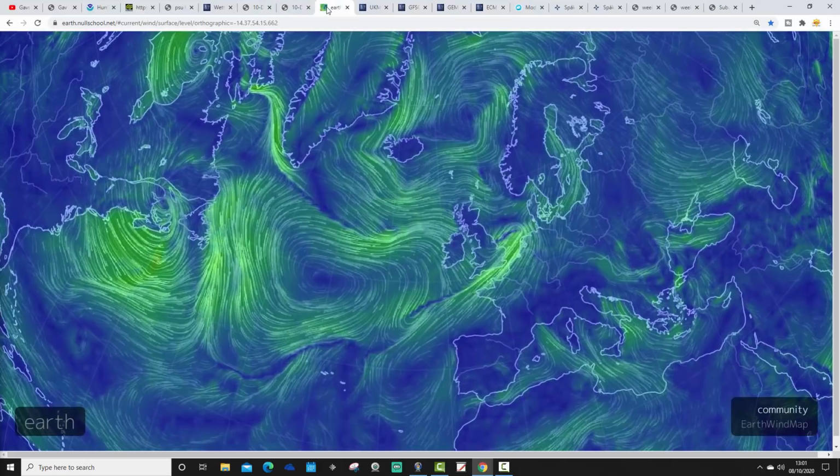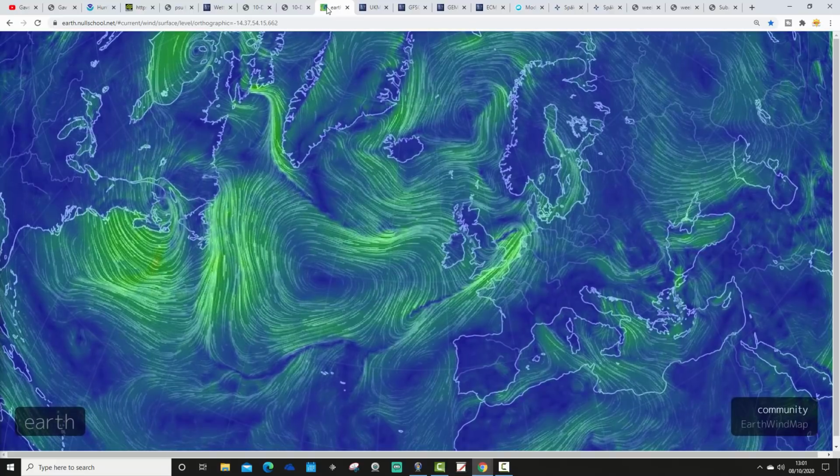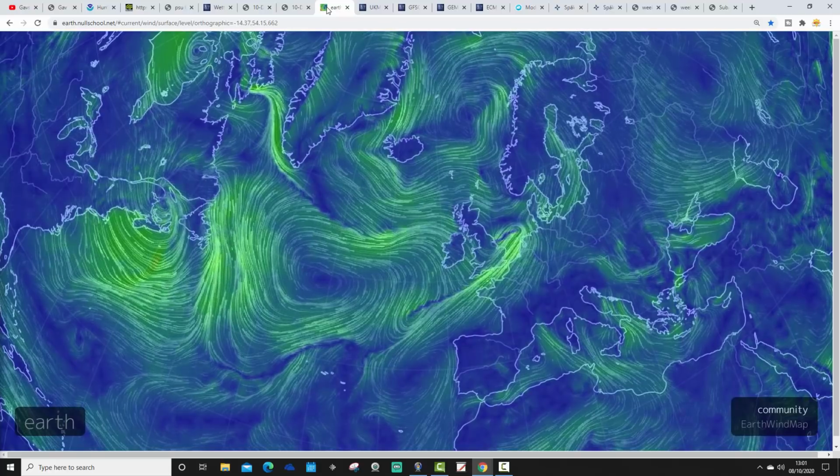Right, this is the wind flow map from Earth Null. I'm running a little bit late, so I'm going to rattle through. This is the latest wind flow map from earthnullschool.net, showing low pressure is in control and bringing westerlies.